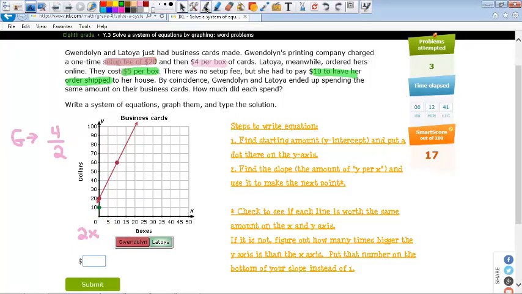Now instead of our slope being 5 over 1, just like we did with Gwendolyn, we're going to make our slope for LaToya 5 over 2. And the 2 comes from the fact that 10 is 2 times as big as 5. So let's graph the next point, going up 5 over 2. And there we have a spot where they cross each other. So the amount of money at that spot is $60.